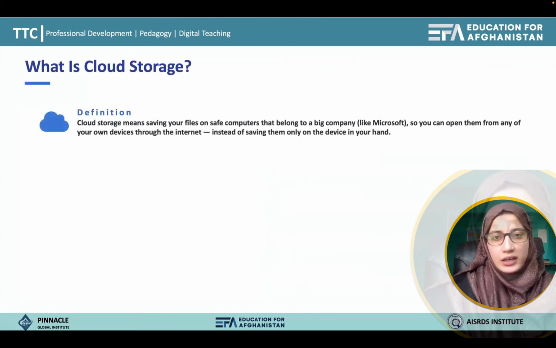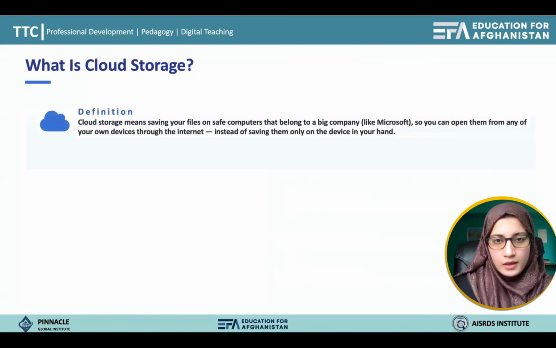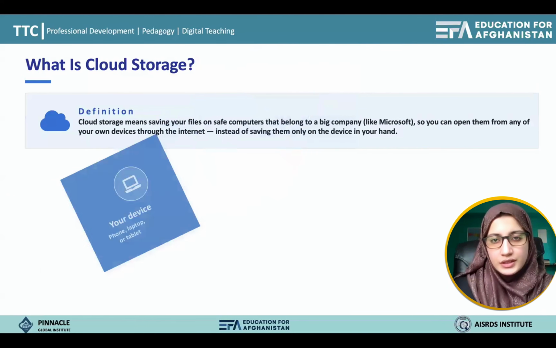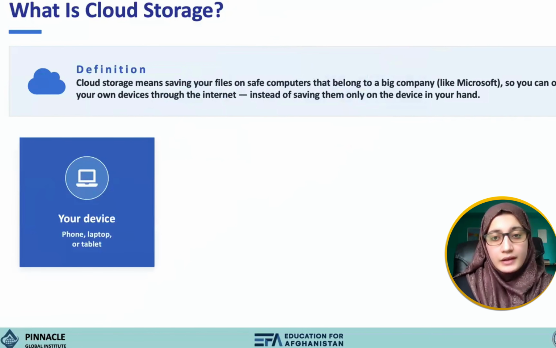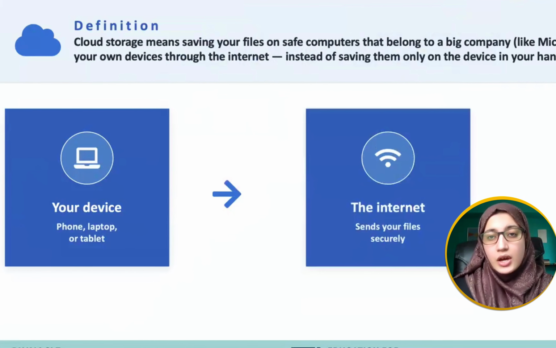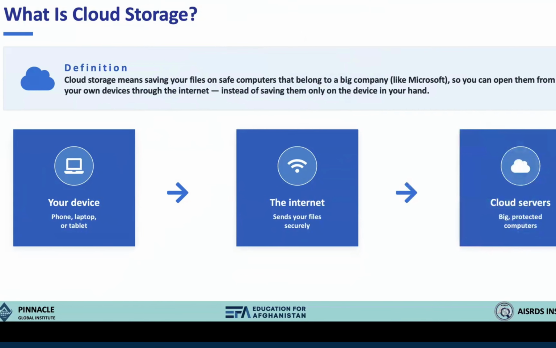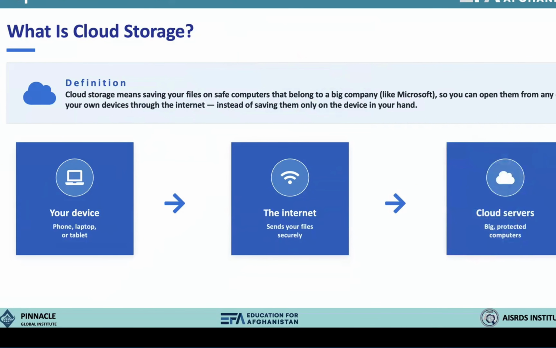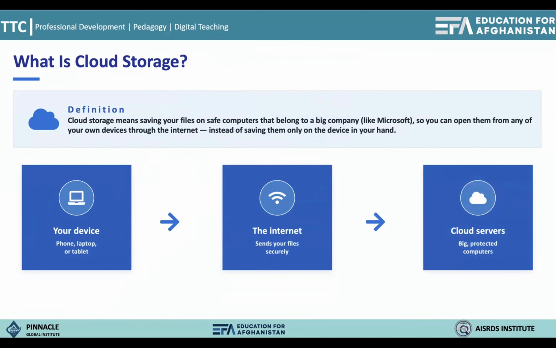Now, let us define cloud storage in simple words. Every file must be stored somewhere. One common way is local storage. That means the file is saved directly on your computer, phone, or tablet. Another way is external storage, such as a USB drive, memory card, or external hard drive. The third way is cloud storage. This means your file is saved online on secure servers managed by a trusted company, such as Microsoft.